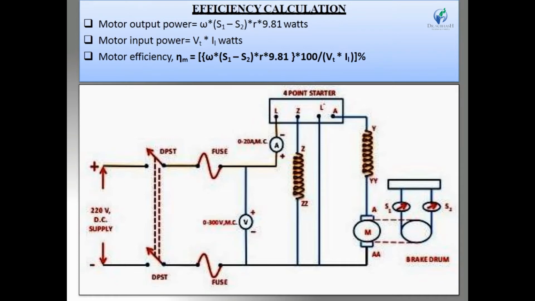Here is the circuit diagram of the brake test or direct method test, and the efficiency equations are shown in this slide. Here we discuss the procedure of the brake test. First, connect the appropriate range of meters with proper polarities to the machine. Now we see the belt is loose initially in the case of a shunt or compound motor, but tight in the case of a series motor.